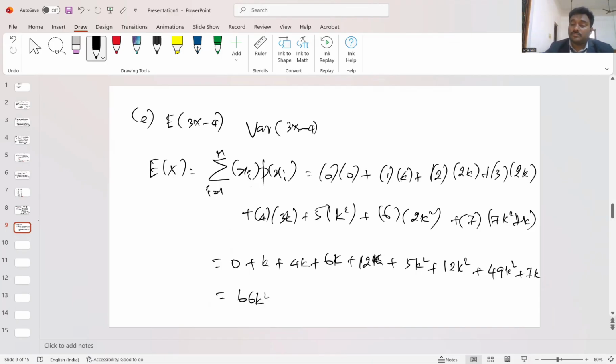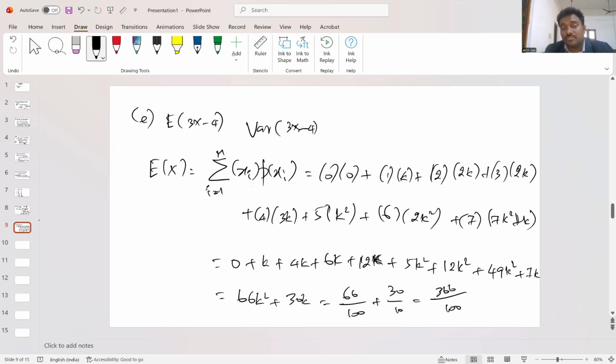Right. And the values of k are 1, 4, 6, 10, 11, then 23k, and it is going to be 30k. So it is 66 by 100 plus 30 by 10. So if you add 10, it will become 300. So it is 366 by 100.